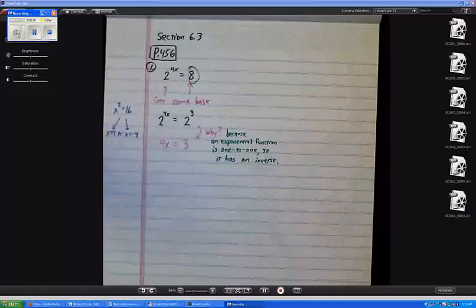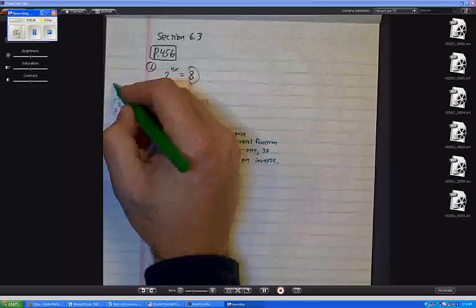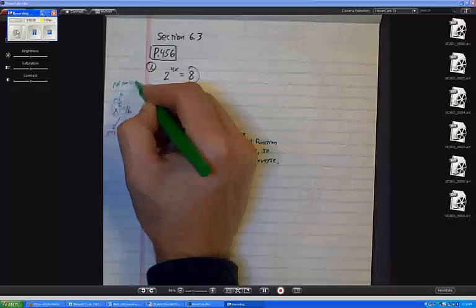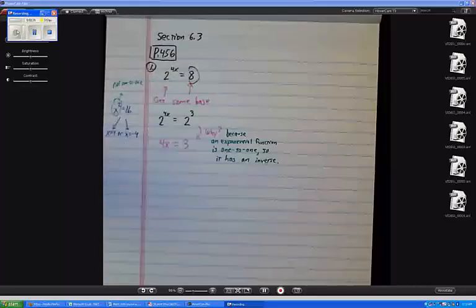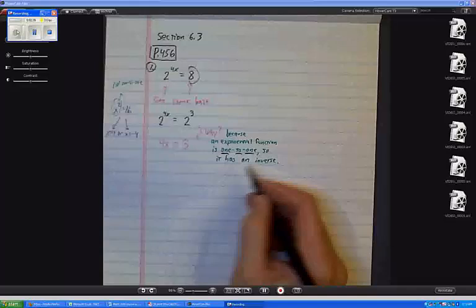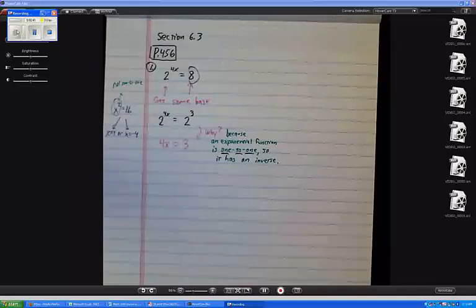And that's because x squared is not 1-to-1, so you kind of don't know how to undo it. You actually get multiple answers. But if I have a function that is 1-to-1, I know it has an inverse, and I know I can somehow undo it. And today I'm going to show you guys how it is we undo it.